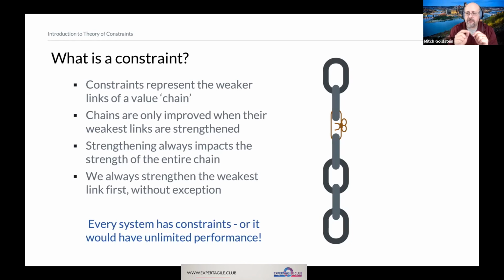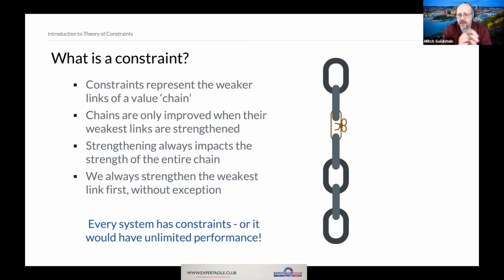And that's why in the theory of constraints, we reiterate over and over again how important it is to find the most important, the biggest constraint, and deal with the biggest constraint before dealing with other constraints. So this is a classic example of an emergency. We know where we need to do our dealing. The good news is that when we strengthen the weakest link, it always impacts the strength of the entire chain. And we always target strengthening the weakest link first without exception.